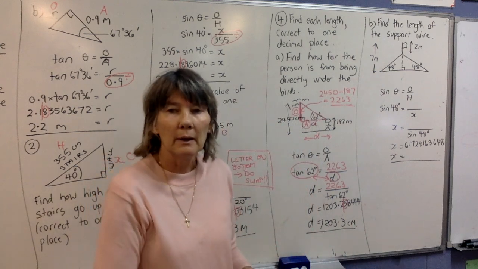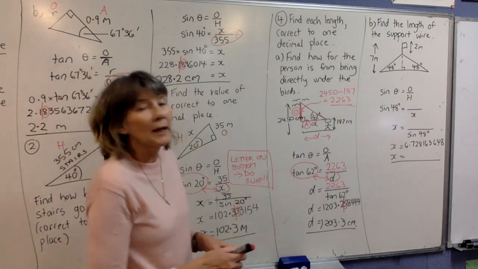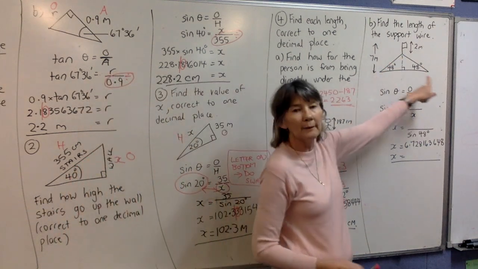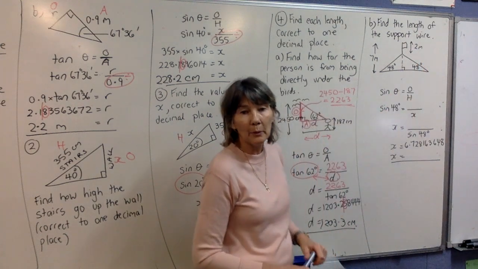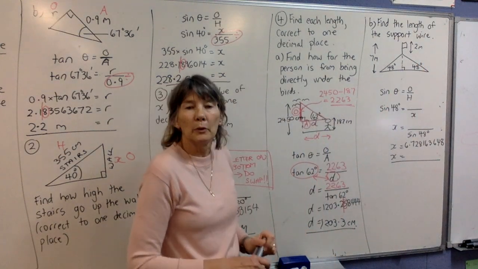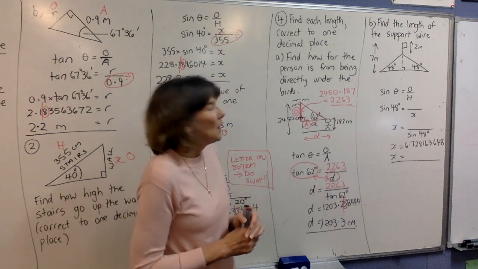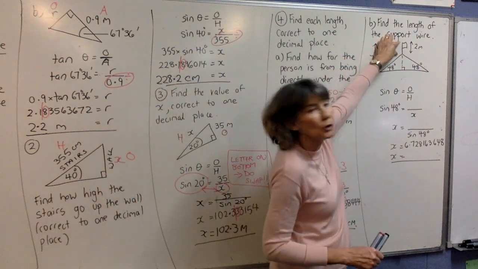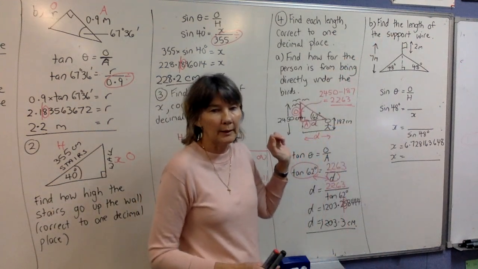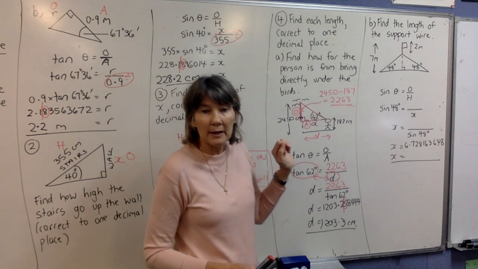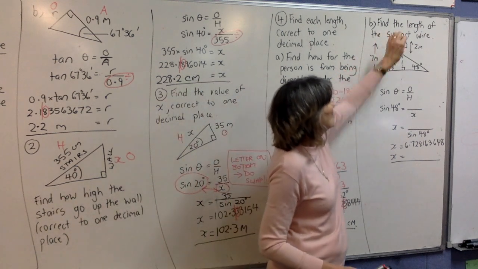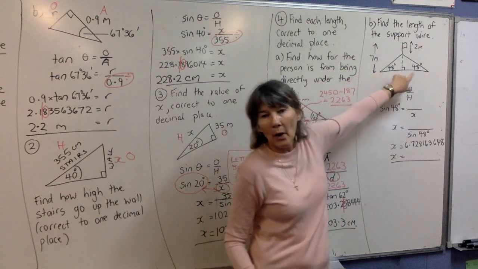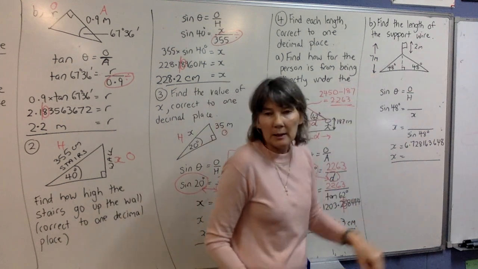Okay, next one. It says find the length of the support wire. All right, so what we have here is a roof of a building. It's called a gable roof, just looking at one triangular end of it. On the top we have a flag, all right? Now the flagpole is 2 metres high. The one on top of Parliament House is a lot bigger than that. This one is 2 metres high. The distance from the top of the flagpole to the bottom of the roof is 7 metres.